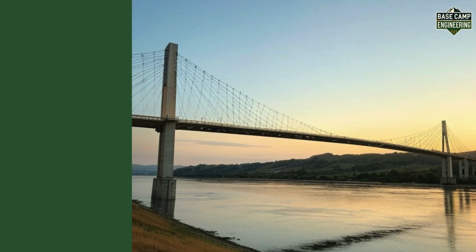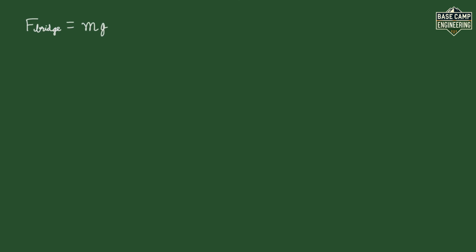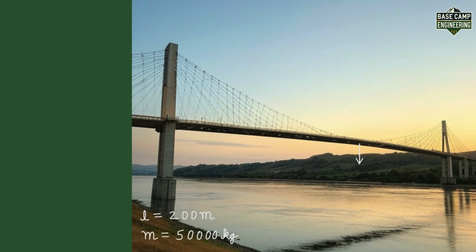Consider a suspension bridge with a 200-meter span modeled as a uniform 50,000 kilogram load distributed evenly across its deck, supported by cable-stayed towers at each end. The bridge's weight is F bridge equals 490,000 newtons downward, acting at the center of mass for simplicity. Each tower exerts an upward reaction force RL and RR, and the cables provide tension T, pulling upward and inward.